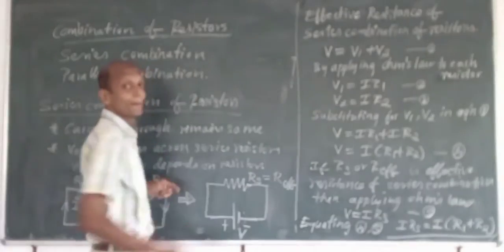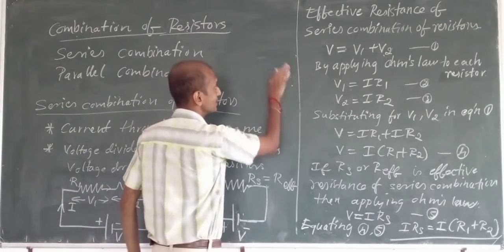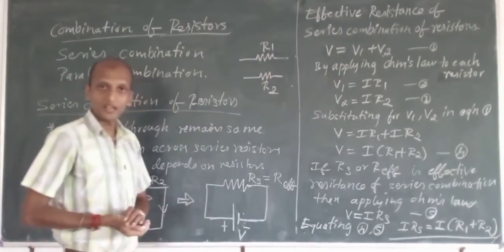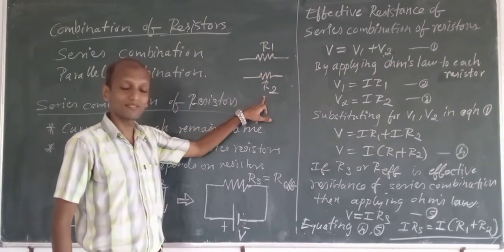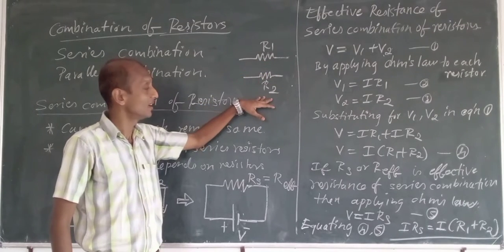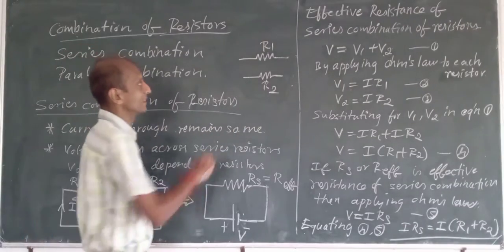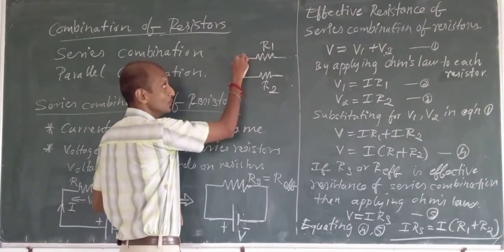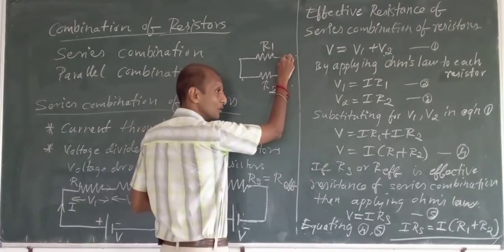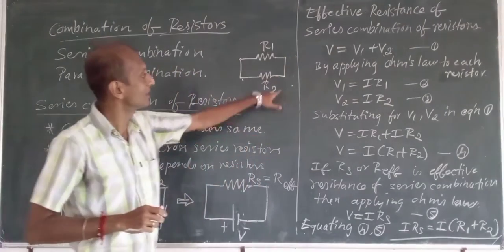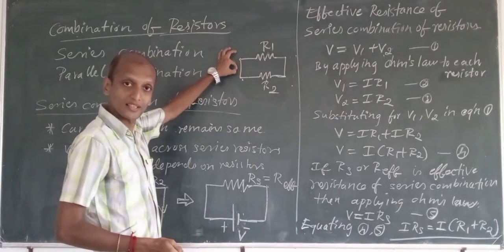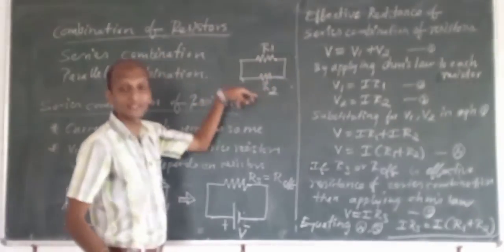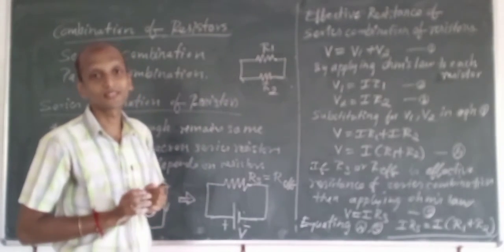Now we will see what is parallel combination of resistors. If I have two resistances, this is R1, this is R2. If I connect one end of one resistor to one end of the other resistor, and the other end of the first resistor is also connected to the other end of the other resistor, so that both pairs of ends are connected together, then I can call this combination parallel combination of resistances or resistors.